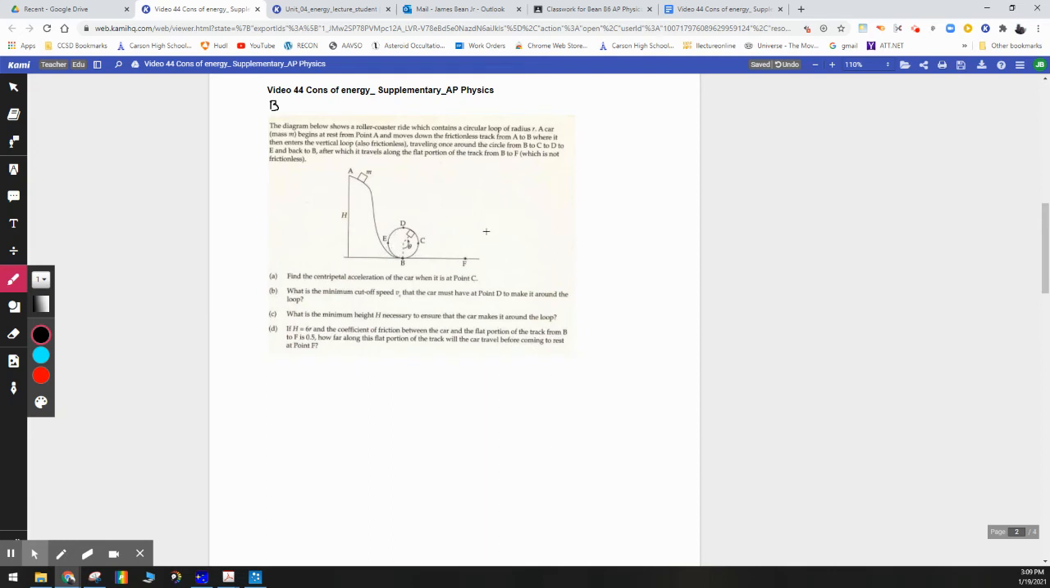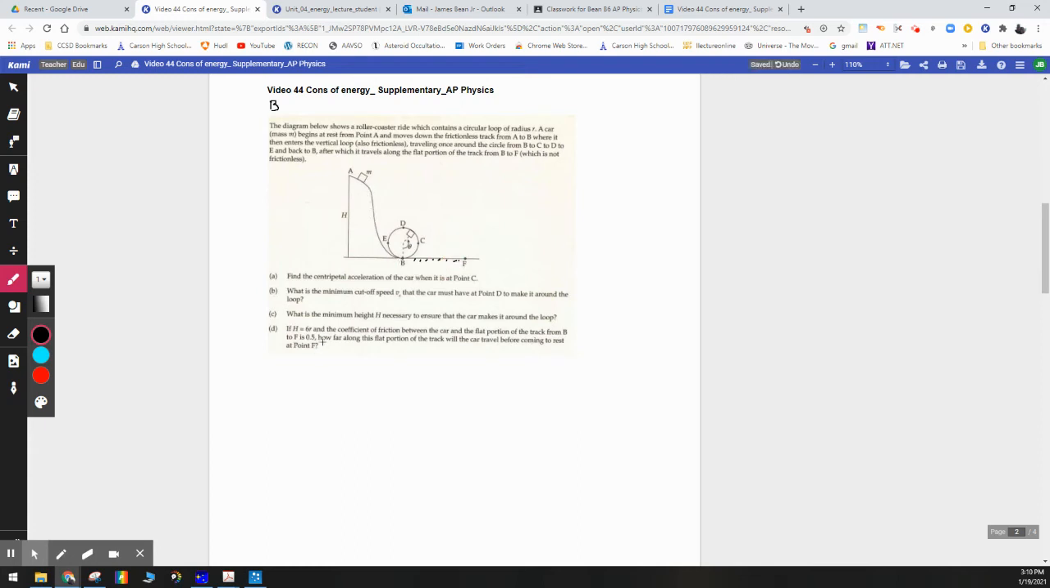It says here it travels on a flat portion of the track from B to F. So this part here has friction. So there is friction here, but this part here is frictionless.